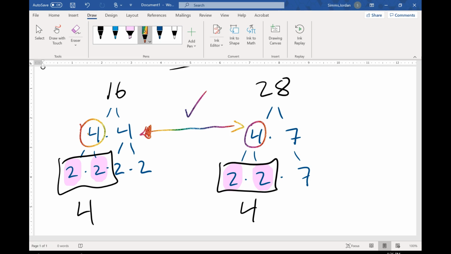Just make sure you don't miss anything, because then it won't be the greatest common factor. It'll be a common factor. Like say, for example, I had another 4 over here or something like that, and I missed that, then I wouldn't have the greatest common factor. I would only have a common factor. That's kind of how I like to think about it.